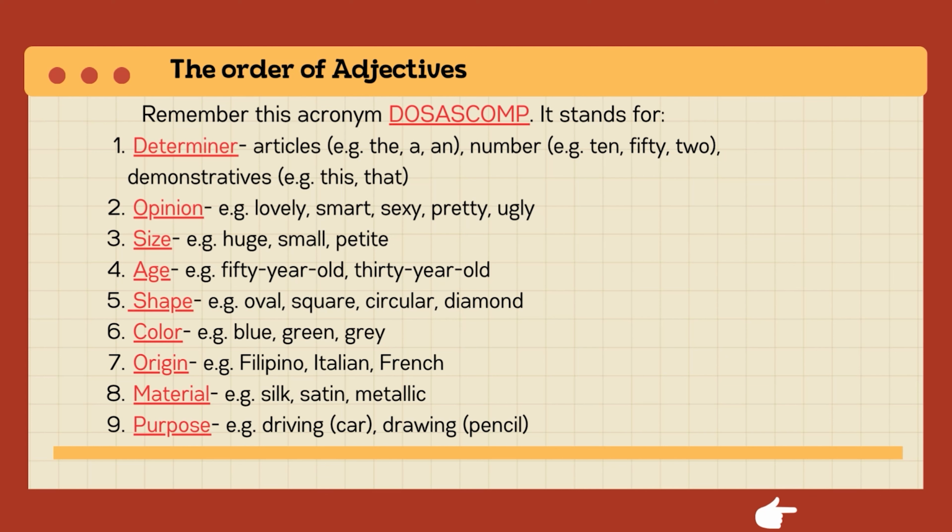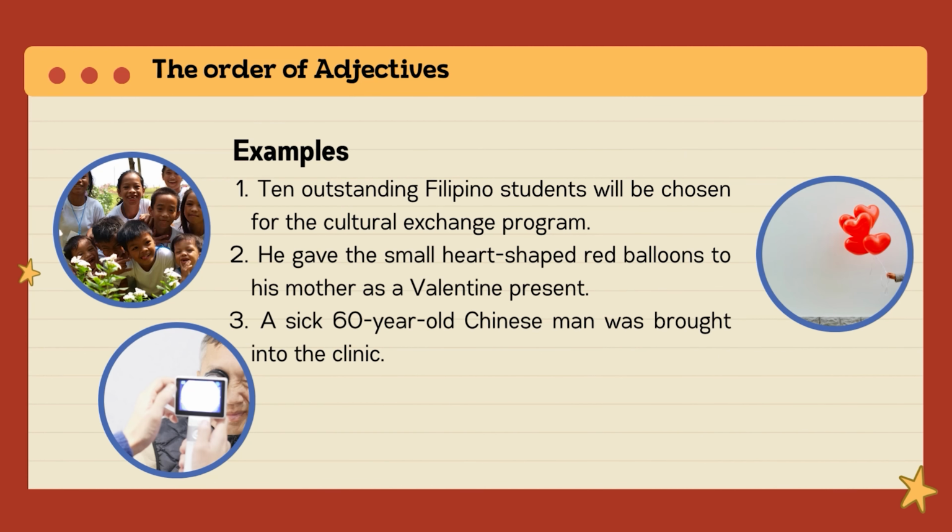Example: I bought a driving car. So, what is the purpose of the car? It is for driving. Another one: this pencil is for drawing. So, what is the purpose of the pencil? It is for drawing. Right. Okay, now let's proceed to other examples.